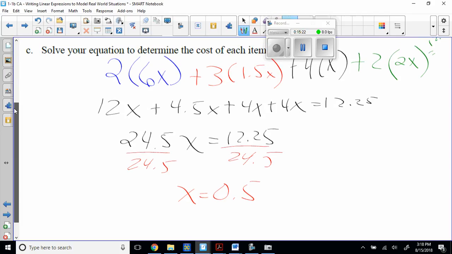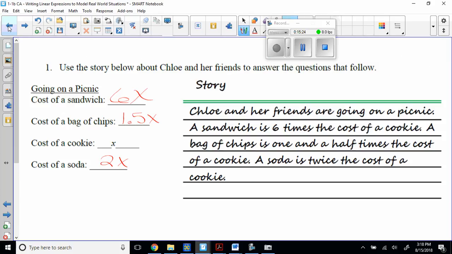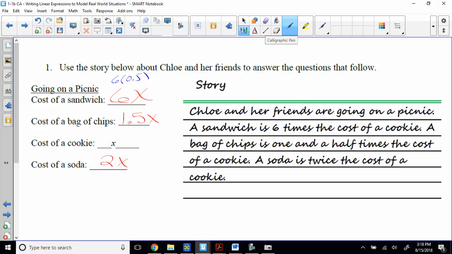So what we need to do now is go back up and get the cost of all the individual things. So 6 times 50 cents is $3 for the cost of a sandwich. 1.5 times 50 cents, or 0.5 or half, would be 0.75. So the bag of chips is 75 cents. The cost of a cookie is 50 cents, and then 2 times 50 cents is $1. That's it.